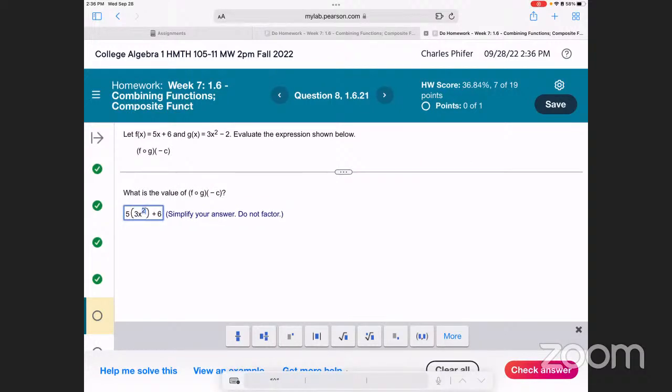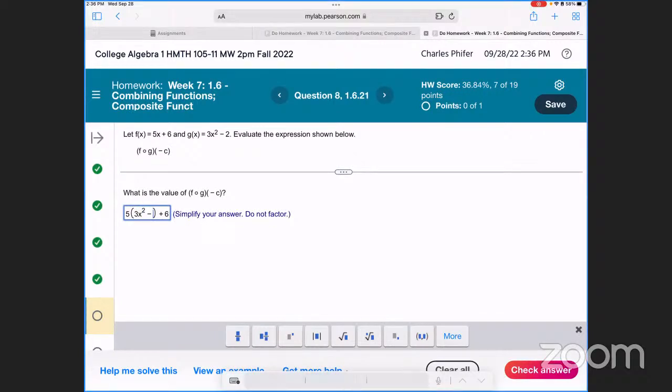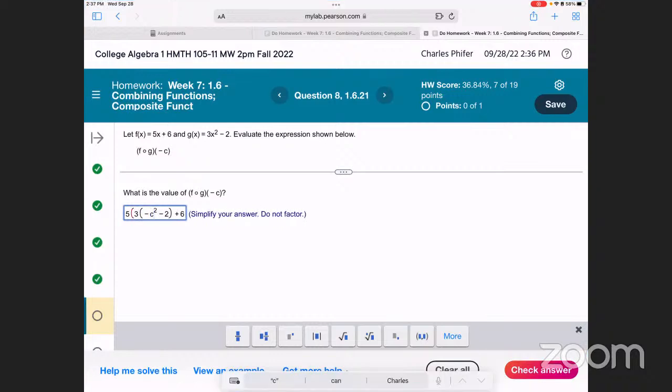3x squared minus 2. But now we're replacing the x with negative c. So let's do it right here. This needs to be parentheses negative c. Then we need to simplify this. Now that negative c squared becomes a positive c squared, so that made things drastically more simple.